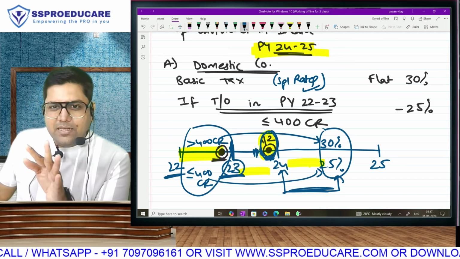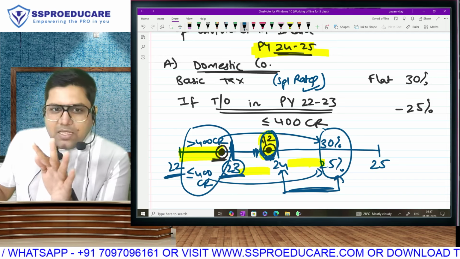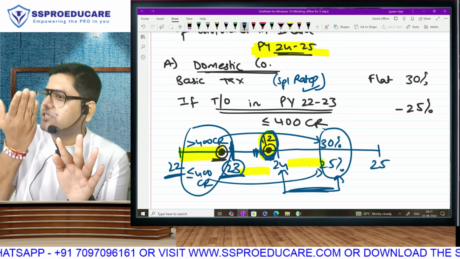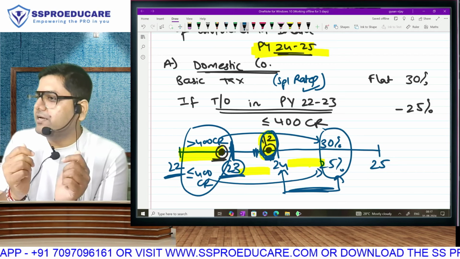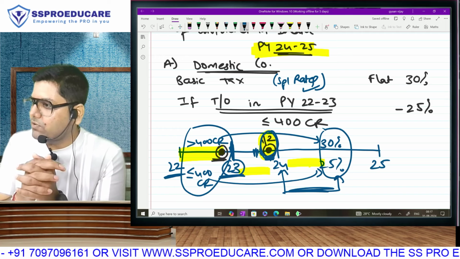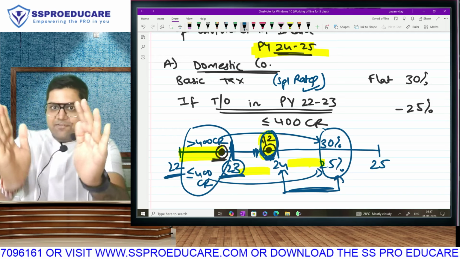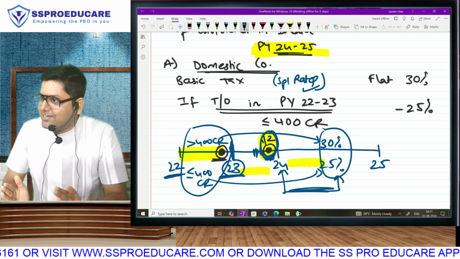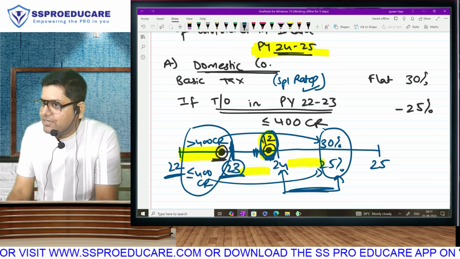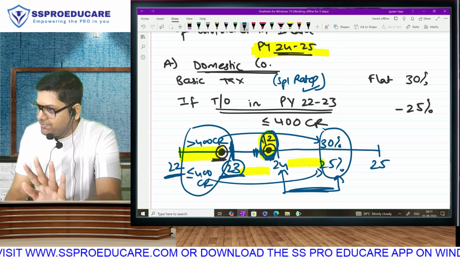And finally, in the last 4-5 years, they have increased this turnover limit to such a big amount that now they are not changing it. Almost every budget you see, they are keeping 400 crores, but every budget is a carry forward. So between last year and the current year, there is no amendment in the corporate tax rate. In fact, in the new regime also, there is no amendment.